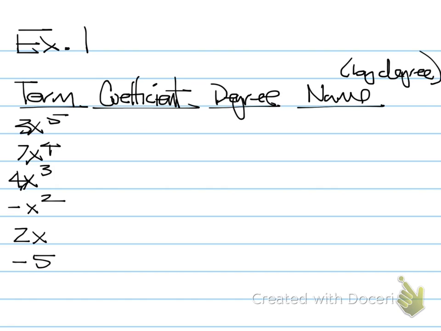All right, first example, we want to determine what the coefficient, degree, and name is for each one of these terms. So for 3x to the fifth, the coefficient is 3. The degree is 5. And the name is quintic. For the next term, 7x to the fourth, the coefficient is 7. The degree is 4. And the name would be quartic, since the exponent is 4.